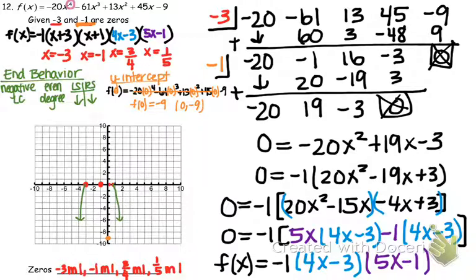So we're going to pass through -3, pass through -1, go down, hit our y-intercept, come back up again, pass through 1/5, and again pass through 3/4. And we're done.